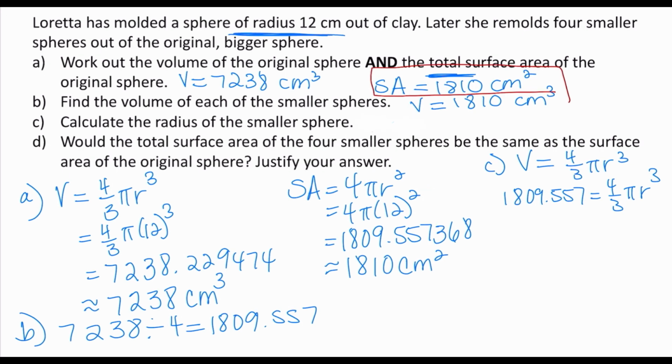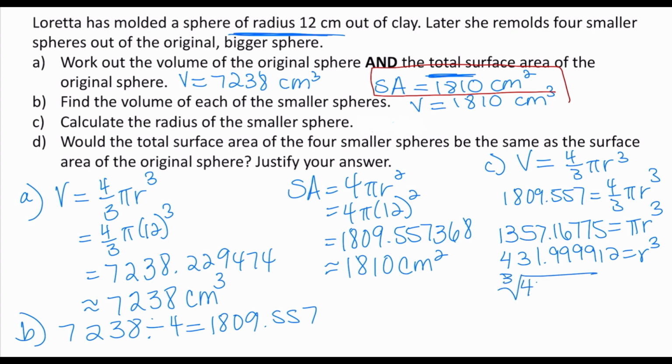So you're going to get 1,357.16775 is equal to pi radius cubed. Let's go ahead and divide both sides by pi. So you get 431.999912 is equal to r cubed. You want to now take the cube root of that number, of 431.999912, to get r.